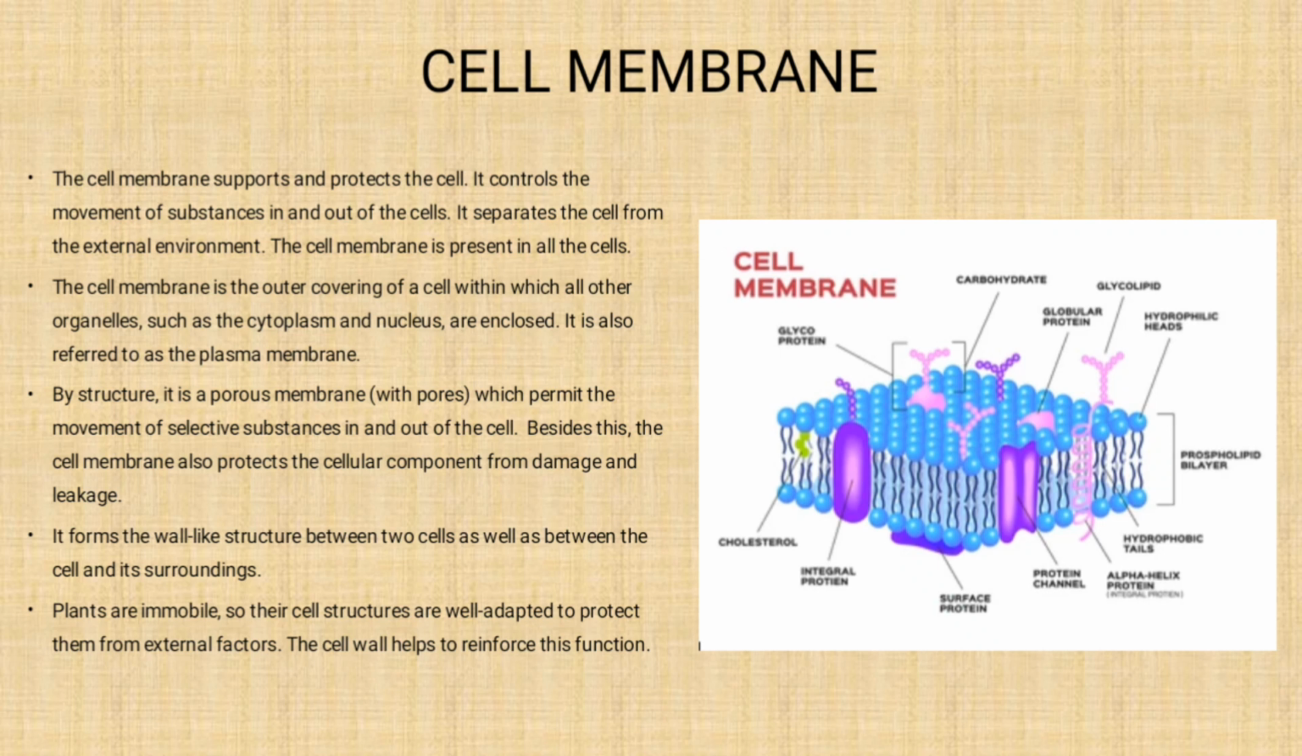As you can see in the picture here, we have the structure of the cell membrane. You can see that the cell membrane is made up of a phospholipid bilayer, and it also has a protein channel through which substances can move in and out of the cell. It also has a carbohydrate part which carries out its own particular function. All these help to maintain cellular structure.